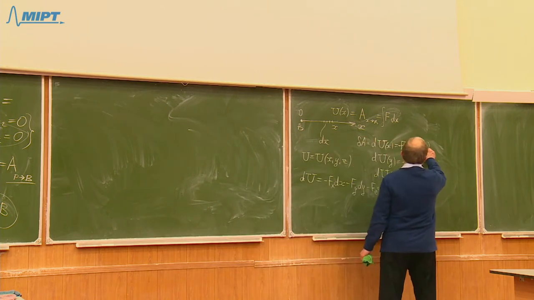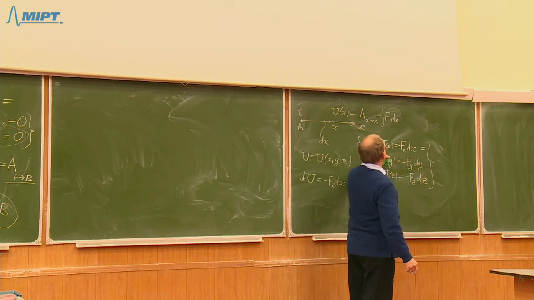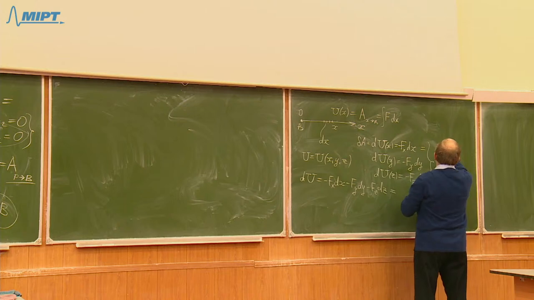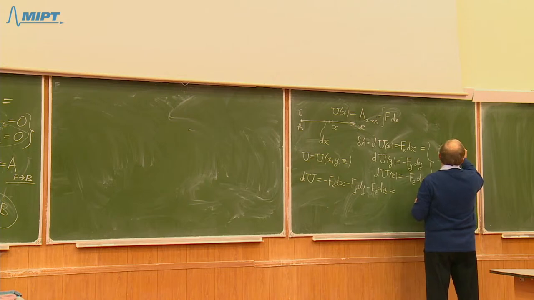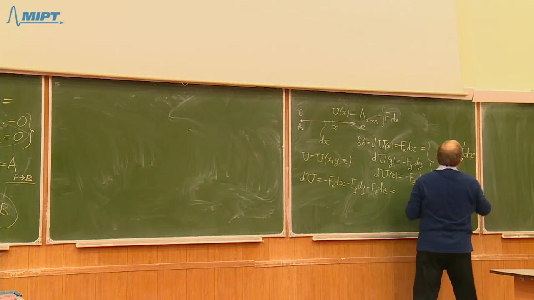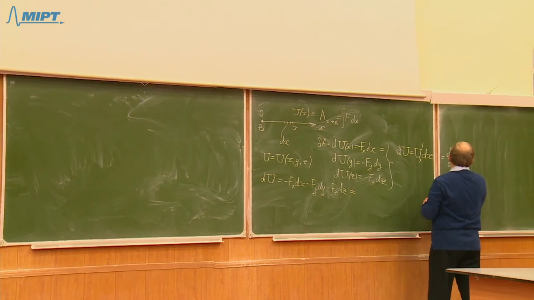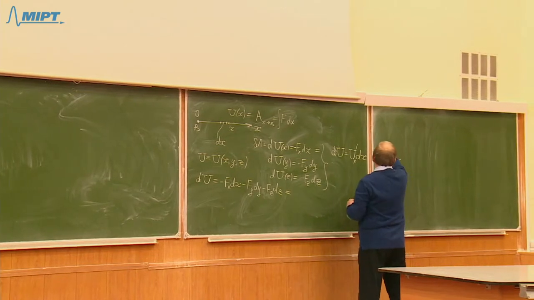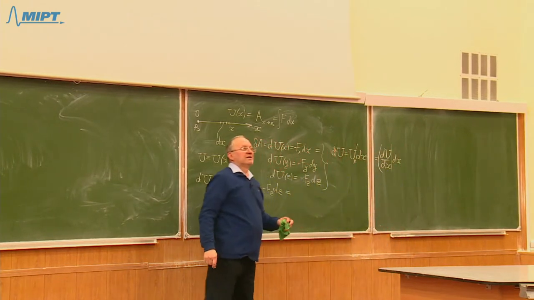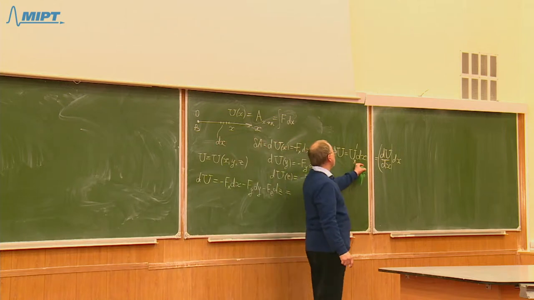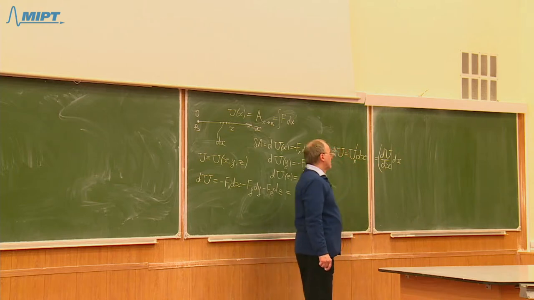In mathematics, the differential of a function u as a function of x is denoted by a derivative of u with respect to x times dx, which is du/dx and dx. Right? In mathematics, are you familiar with such a notation? Do you understand it? Okay.